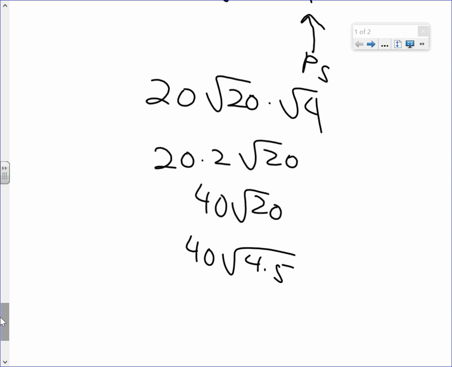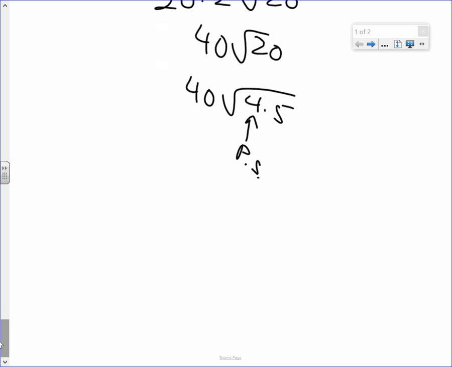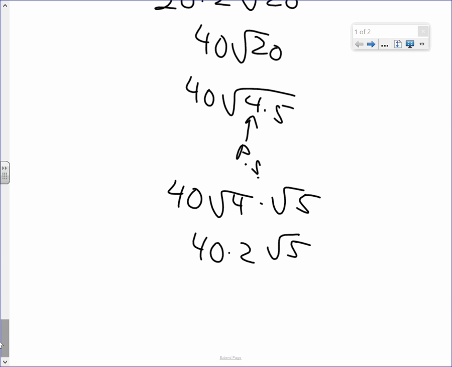That's a perfect square. I'll put PS right here. There's your perfect square. All you have to do is make sure one of them is a perfect square. You factor it. Let's keep going. So this is really 40 times rad 4 times rad 5, which is really 40 times 2 rad 5, because the rad 4 became 2. So we got 80 rad 5.